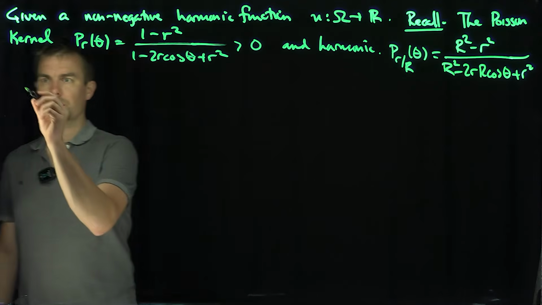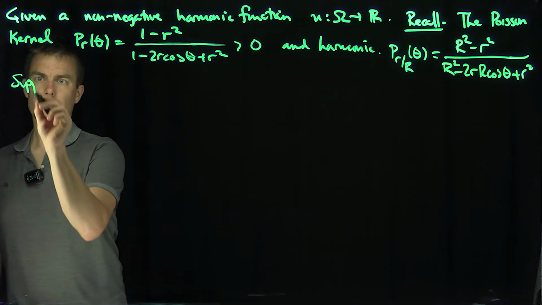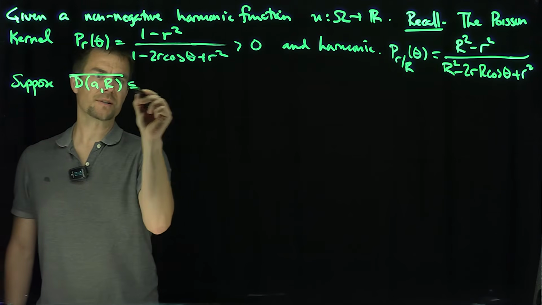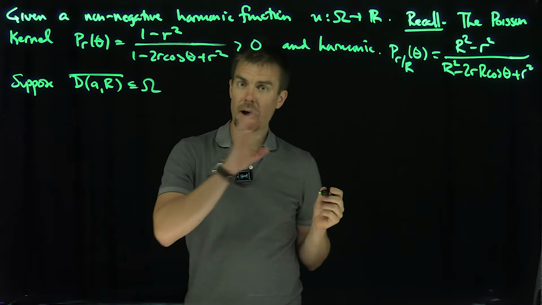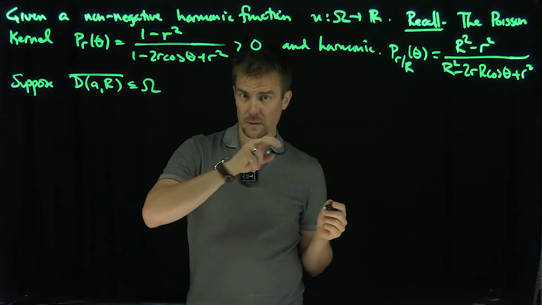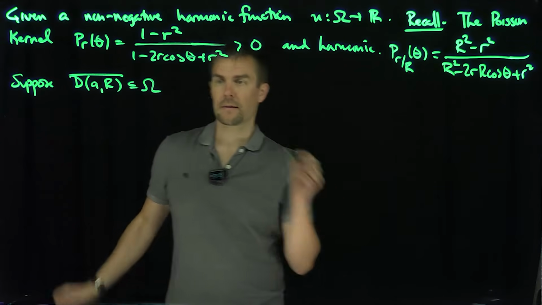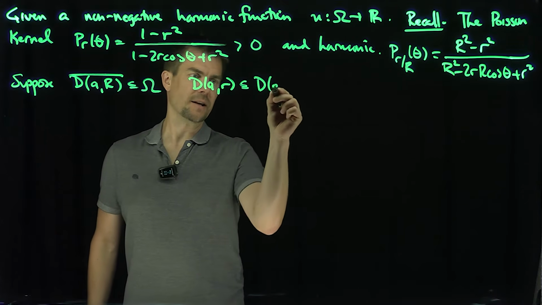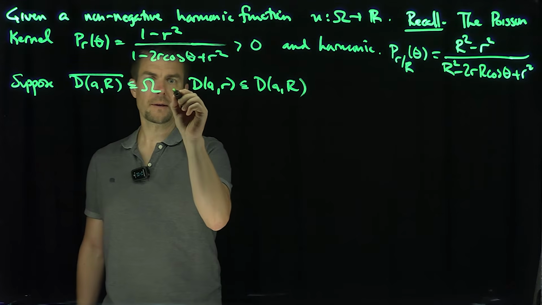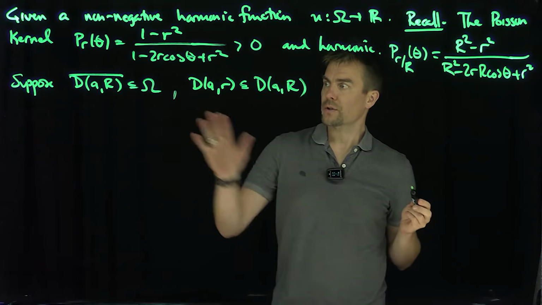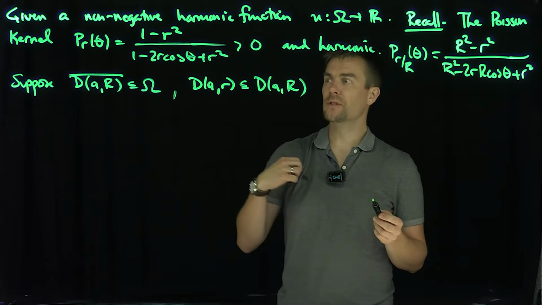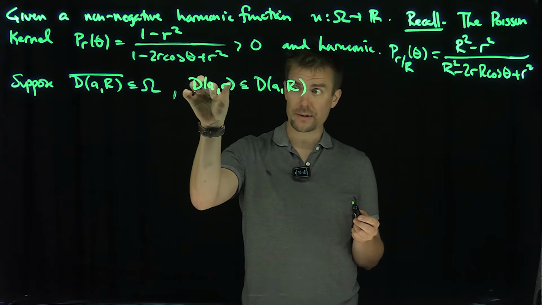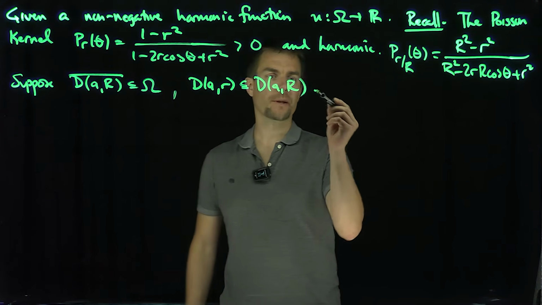So let's suppose that the closure of D_R is contained in omega. Now we know that for any particular point inside this disk, D_r is contained in D_R, trivially. Good. Now I'm going to evaluate u at any point in this disk using the Poisson formula.